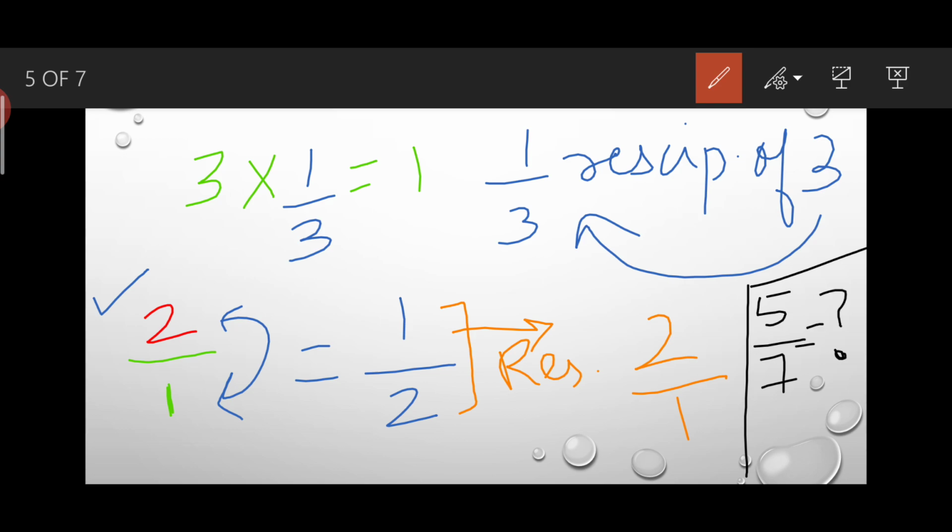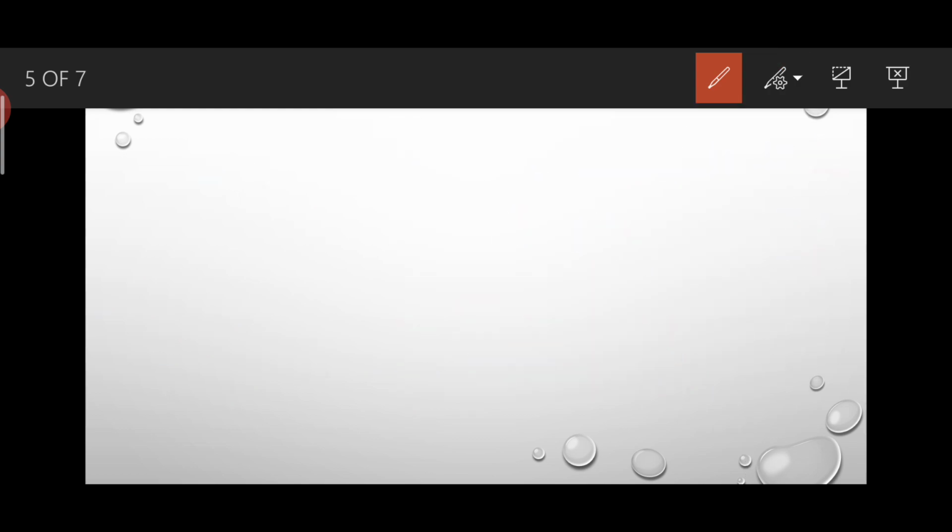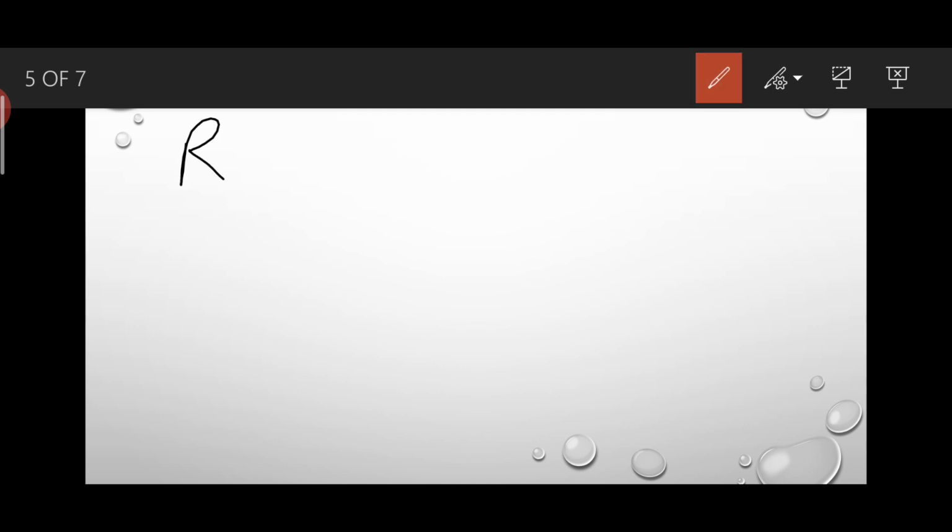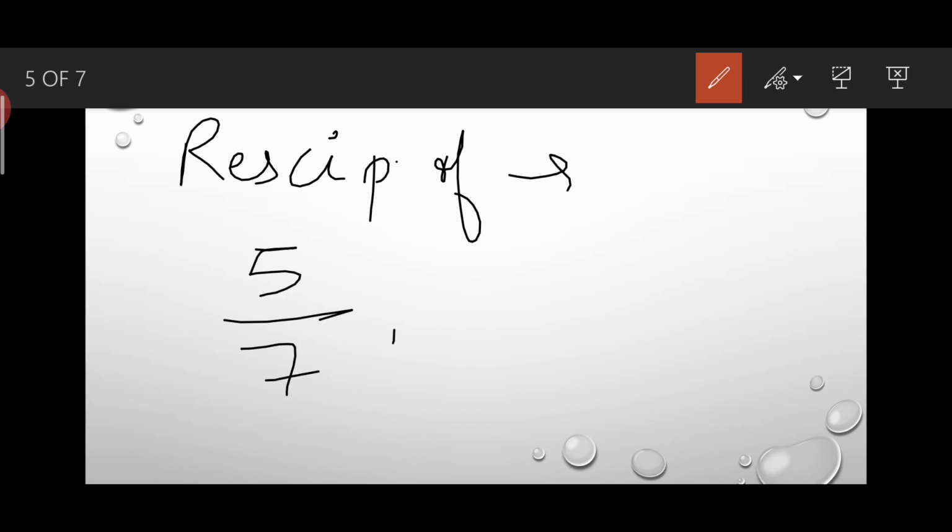Okay, so first note down this entire method of reciprocal and both these examples, and then you have to find out the reciprocal of 5/7, 12/6 and 4. You have to find the reciprocal of these three numbers.